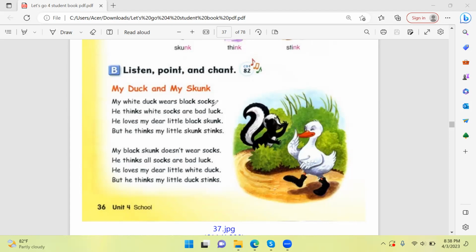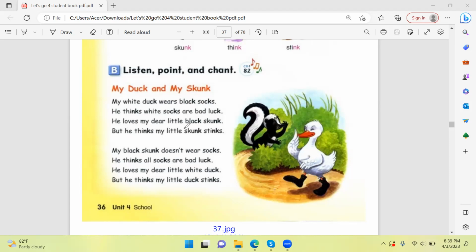Can you speak again? Okay, I will repeat again. Can you please look here? Wait for a while. Okay, this side. What do you think the duck is wearing? Is it a black sock or a white sock? A black sock. Okay, very good. So the white duck is wearing a black sock. As you can see here, the duck is wearing a black sock.